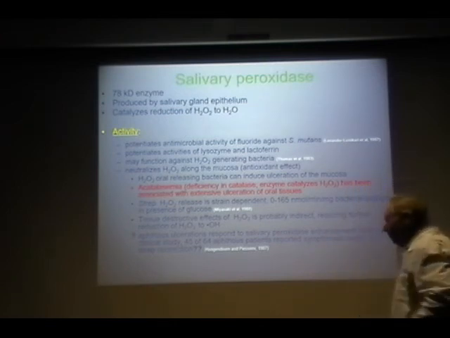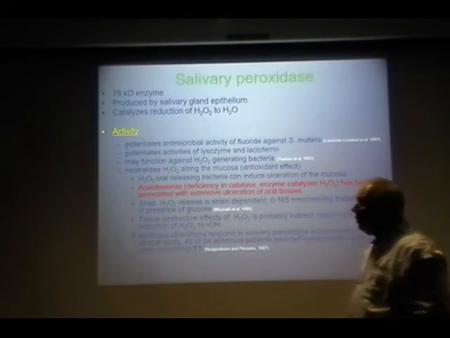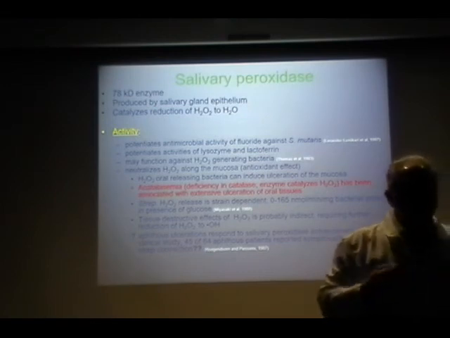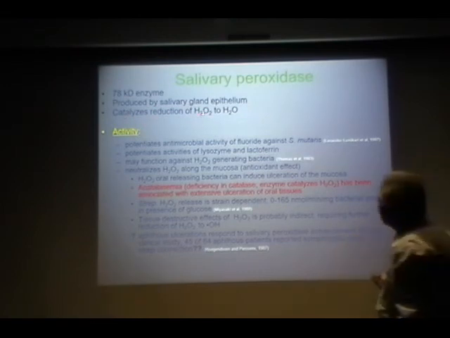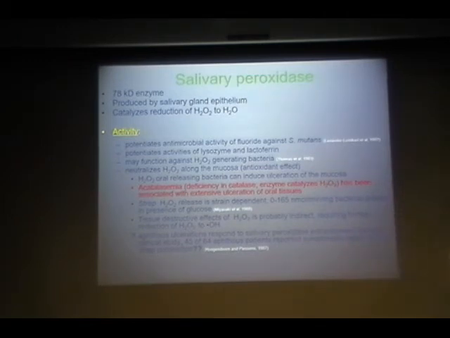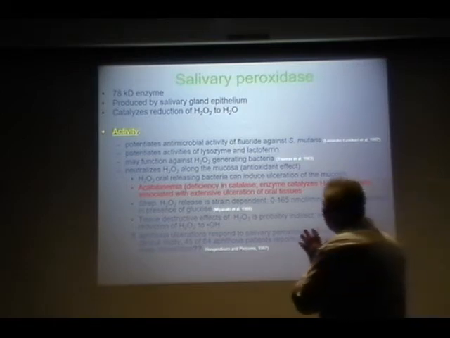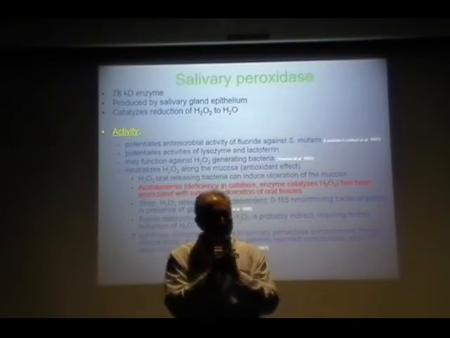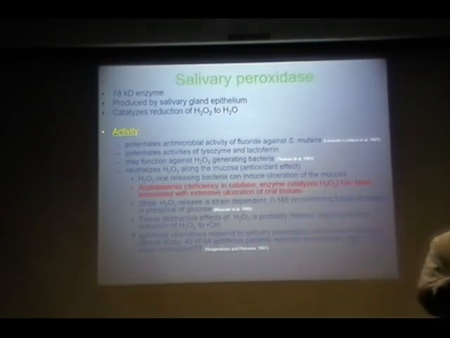So, salivary peroxidase falls under the category of enzymes called catalases. And catalases are enzymes that will catalyze the reduction of hydrogen peroxide to water. Now, why is that important? Turns out that there are gram-positive bacteria that produce a lot of hydrogen peroxide. Now, the reason for doing it, to a great degree, is to protect themselves from gram-negative bacteria that don't like to thrive in highly oxygenated areas. Right?